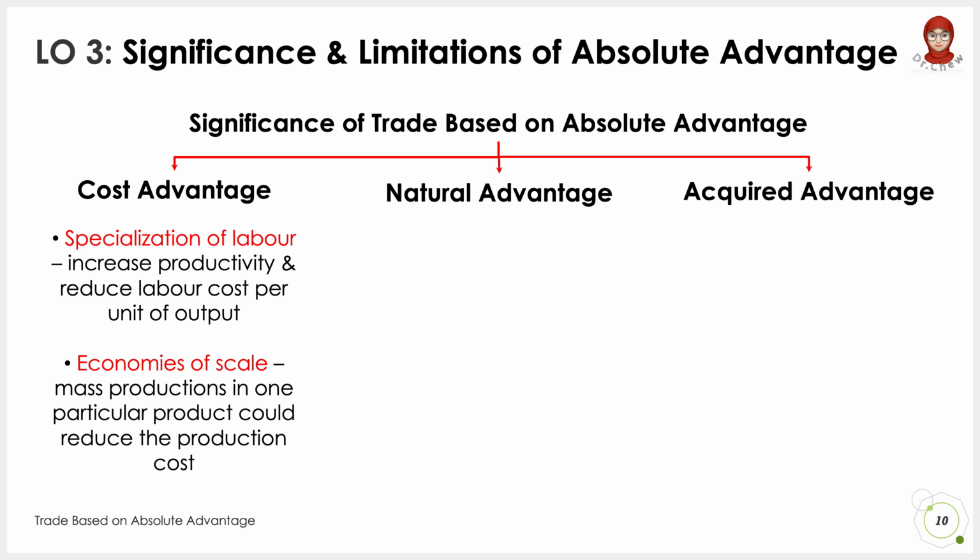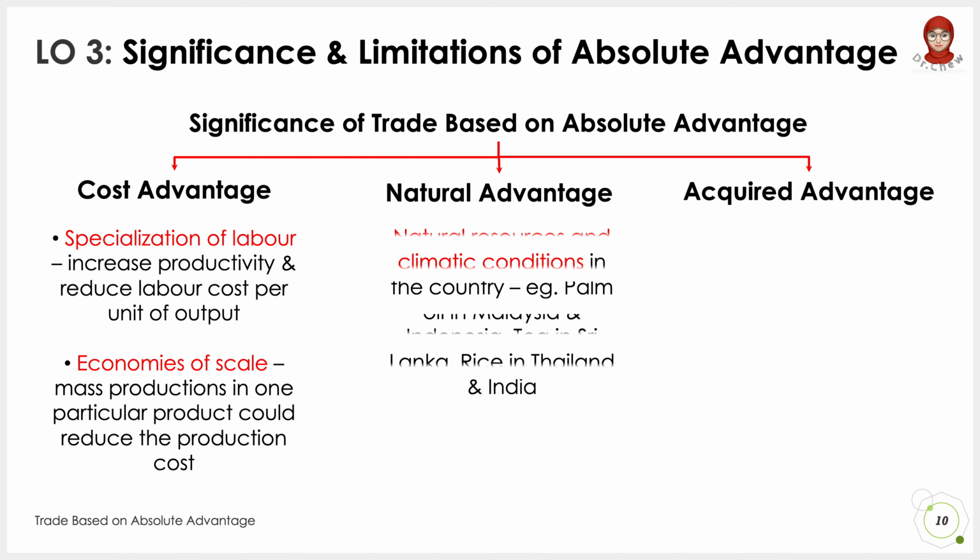Second, natural advantage. Remember the previous lesson, which I explained that some countries are rich in certain resources while some are not? I used the example of Malaysia exporting cocoa bean to Switzerland, which Switzerland is unable to grow due to its climatic condition. So, Switzerland has to import from those countries that specialize in producing cocoa beans, like Malaysia. Malaysia also has a suitable climatic condition for palm oil plantation, tea in Sri Lanka, rice in Thailand and India.